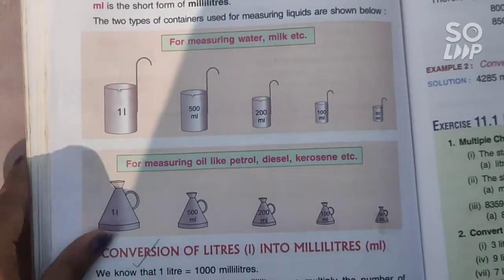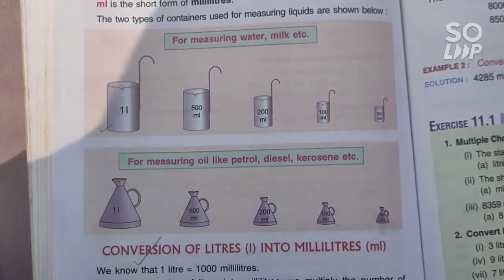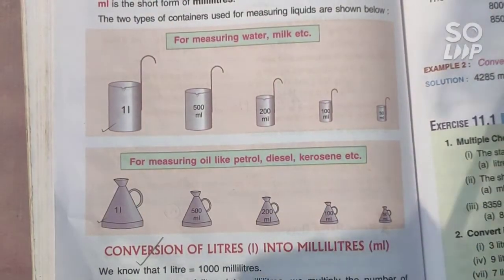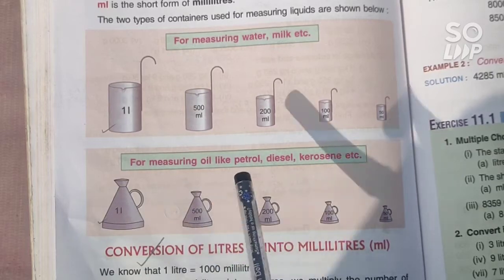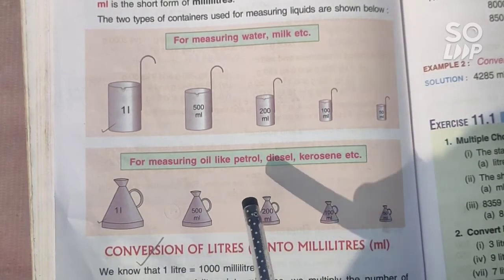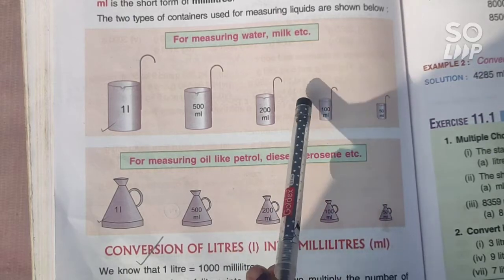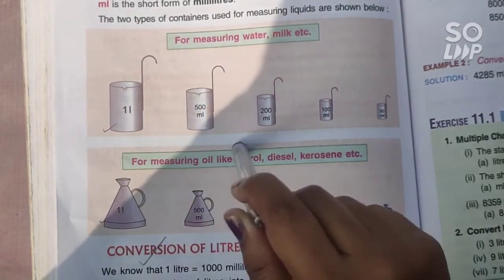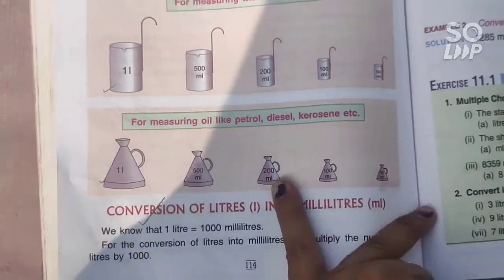Look at here. One is cylindrical container and the other one is conical container. These are the cylindrical containers and these are the conical containers. Okay, so there are two types of container for measuring liquids.